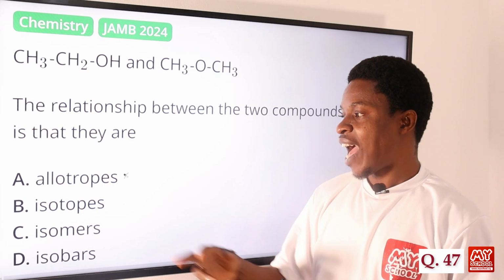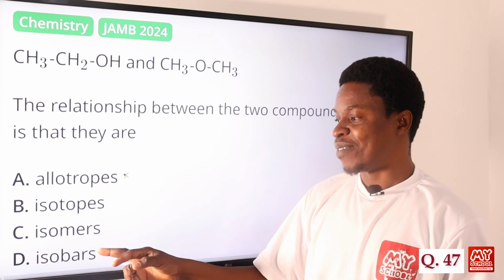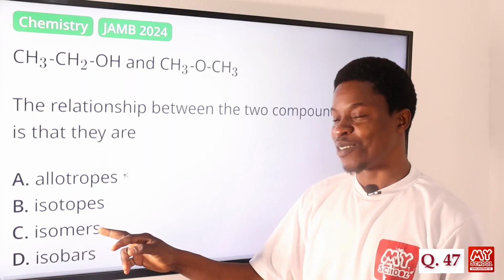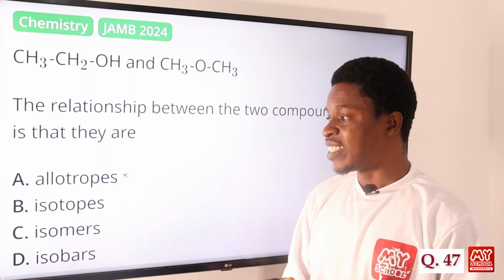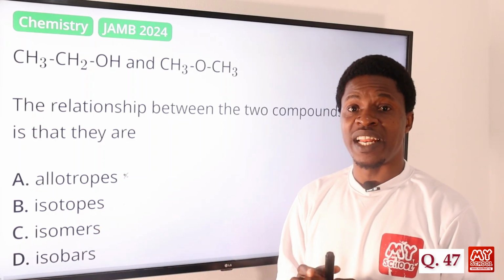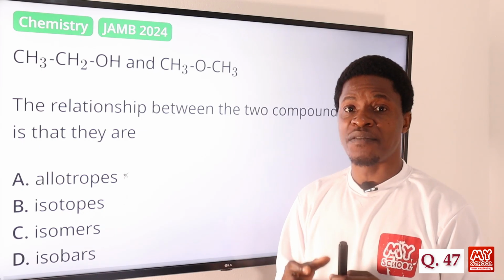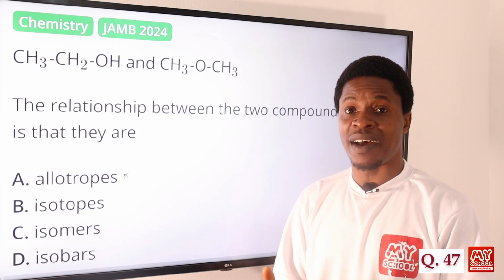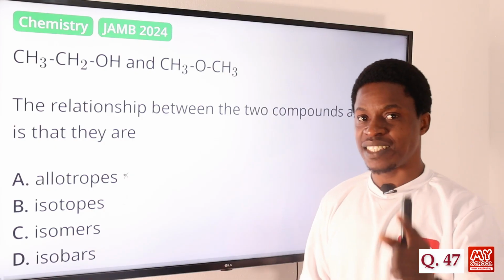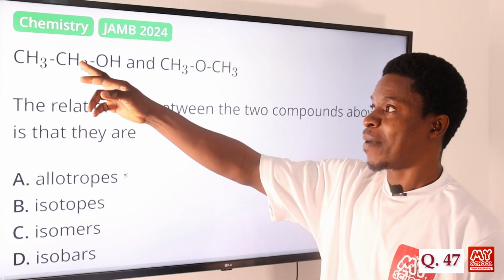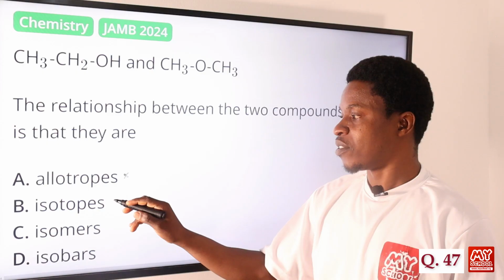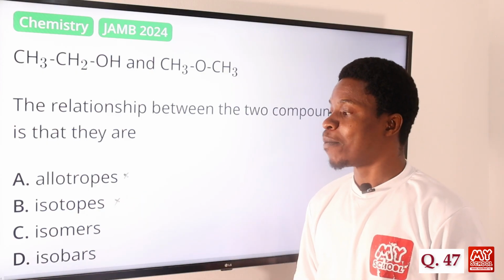Isotopes, isomers. Please don't get confused. Isotopes is a phenomenon where 2 or more atoms of an element have the same atomic number, but different mass number. So we are not talking about mass number, and we are not talking about atomic number here. So this is eliminated.